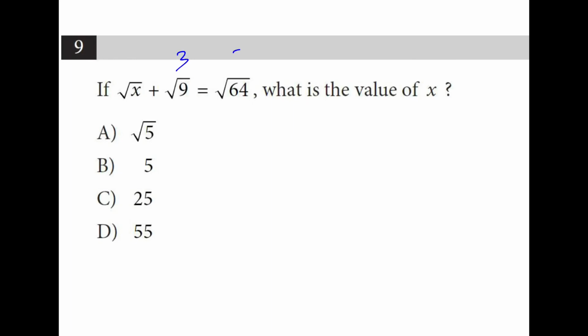So this is 3, and this is 8. So this has to be 5. So the square root of what is 5? The answer is 25.